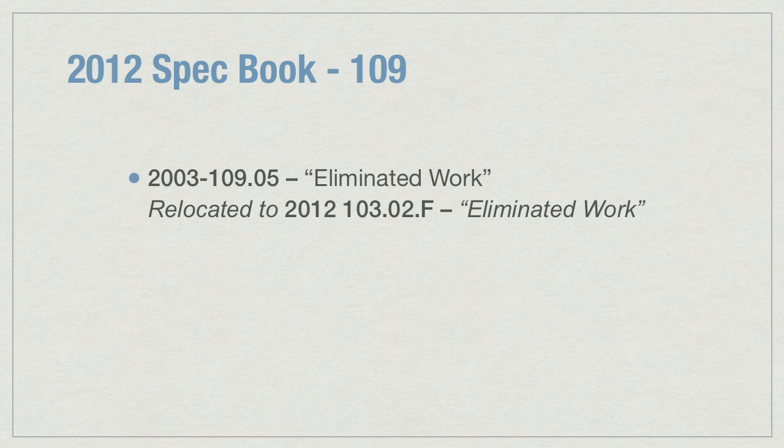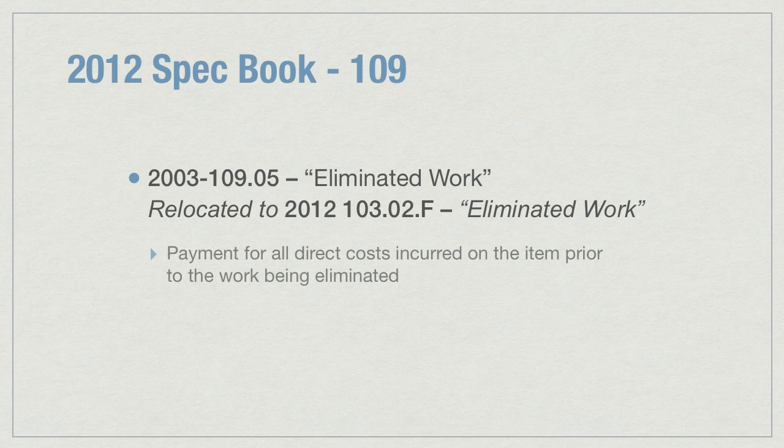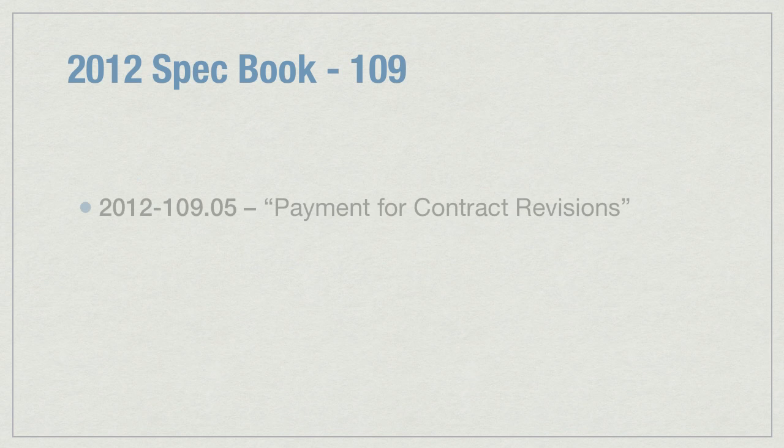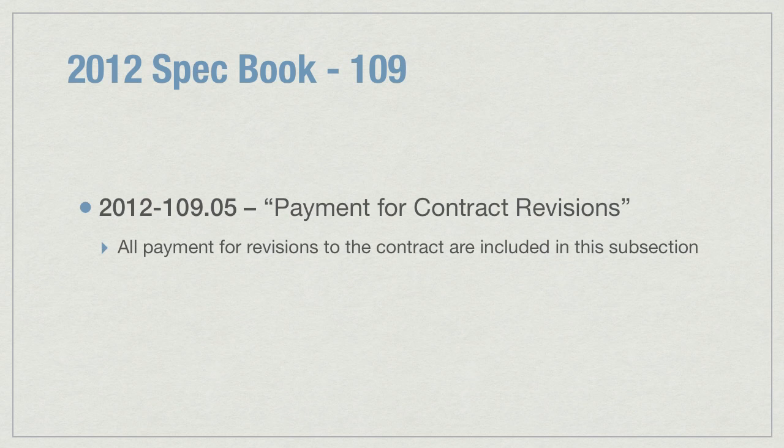In the 2003 book, subsection 10905, Eliminated Work, has been relocated into the 2012 book as 10302F, Eliminated Work. This allows for payment to the contractor for all direct costs incurred on the item prior to the work being eliminated. Subsection 10905, Payment for Contract Revisions, has changed significantly from the 2003 book. All payment provisions are now included in this subsection.